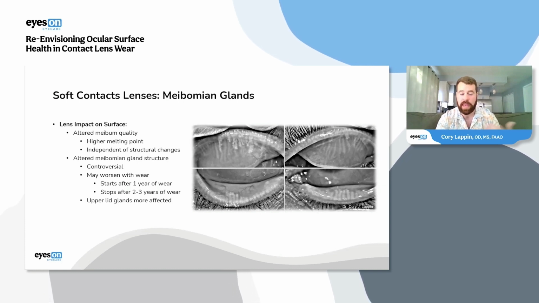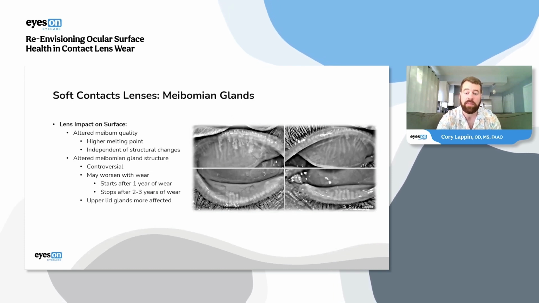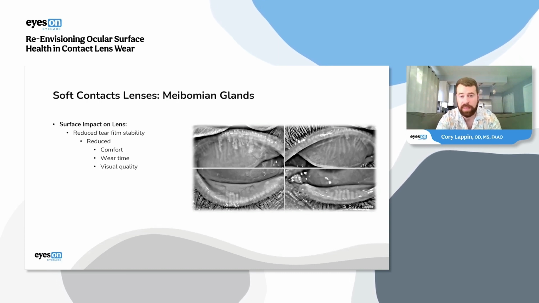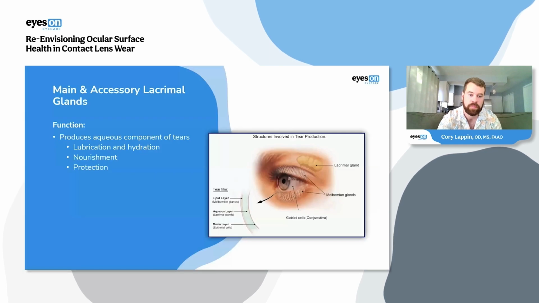And it's unsure of the exact reason why contact lens wear affects the meibomian glands, but it's thought that it might be due to chronic microtrauma causing inflammation or physical obstruction of the meibomian gland orifices by sloughed off epithelial cells. And of course, again, this goes back to tear film destabilization. If you have a poor lipid layer, you're going to have reduced wear time, comfort, and visual quality.